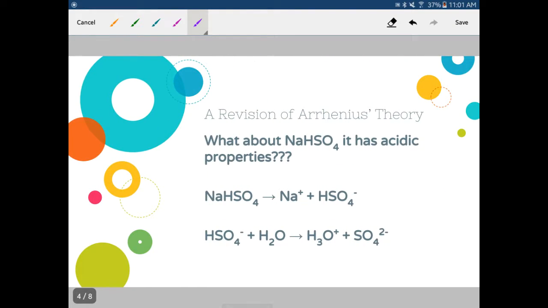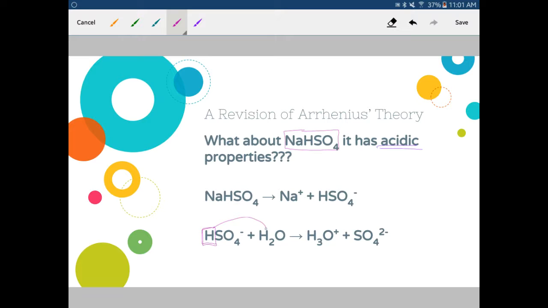However, what about something like sodium hydrogen sulfate? It also has some acidic properties. Because it's an ionic compound, we know that this ionic compound will first dissociate into its two constituent ions, sodium ions and hydrogen sulfate ions. So we have Na+ and HSO4-. What will happen following that is there will be a secondary reaction, where it appears that the HSO4- could still dissociate, and this hydrogen ion is then able to readily react with our water molecule.